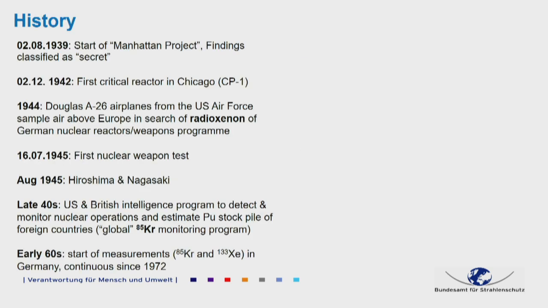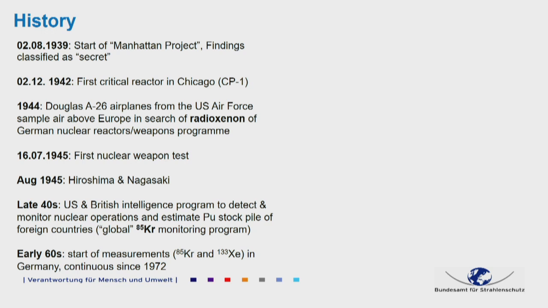This is just a bit of a history of the nuclear age, I suppose. It all started with the Manhattan Project in August 1939. The first reactor went critical, that was Chicago Pile Number 1, in 1942. And in 1944, the potential of sniffing for radioactive noble gases was already realized, and US Air Force airplanes looked for evidence of nuclear weapons or nuclear reactor programs in the air above Germany.